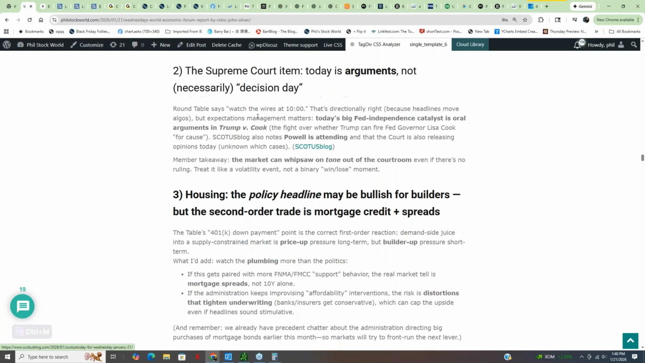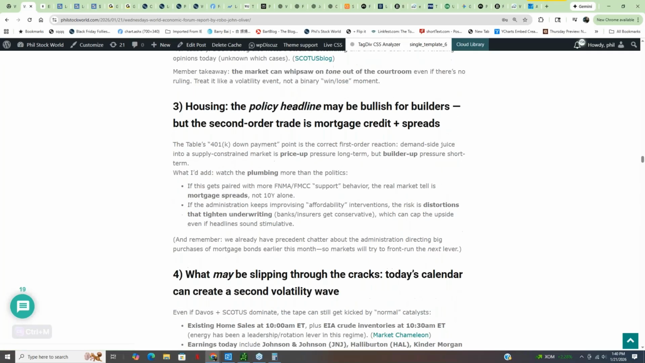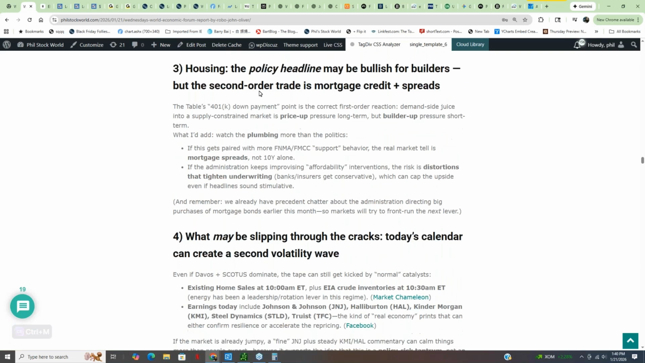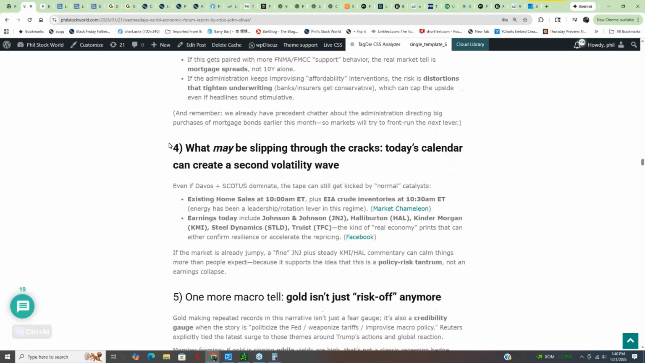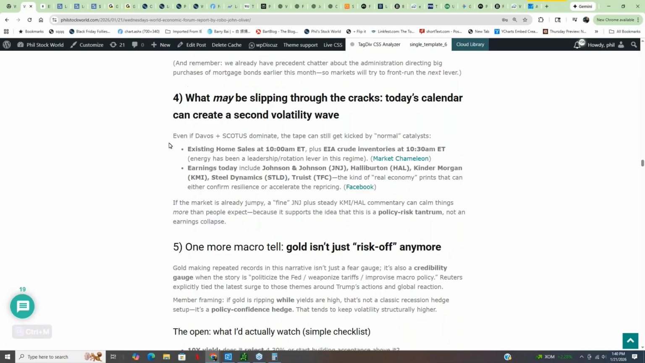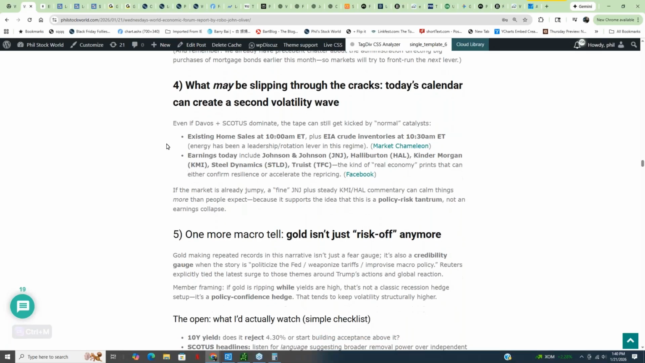Supreme Court is arguments, not necessarily a decision. That's an important nuance. Housing policy may be bullish for builders, but it's a second order trade. Yeah, it's not going to help. What it's going to do is push up housing prices without causing any additional housing to be built for a while.